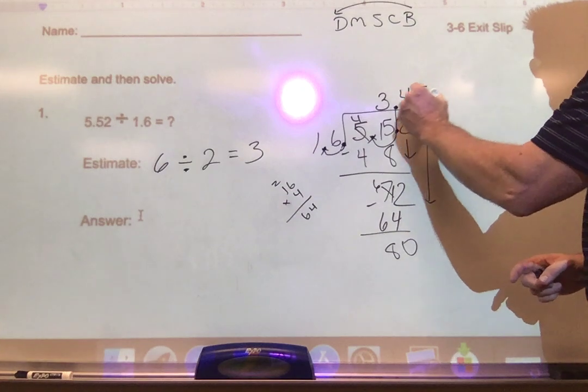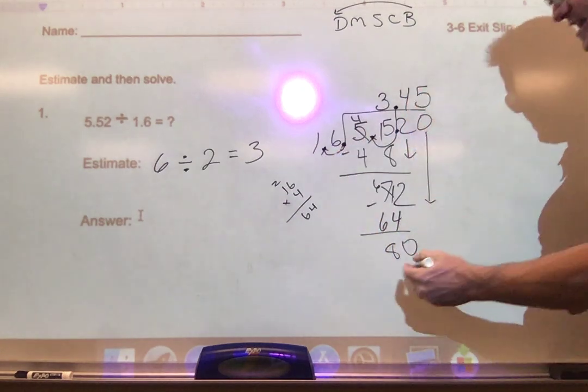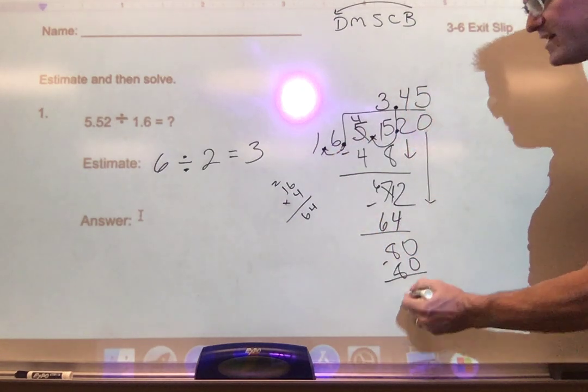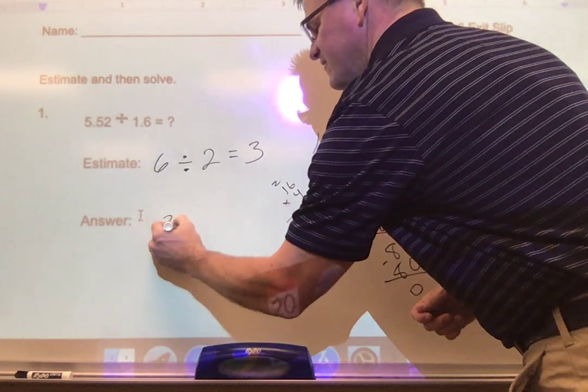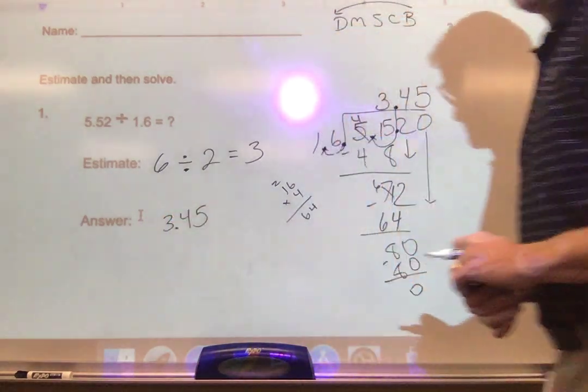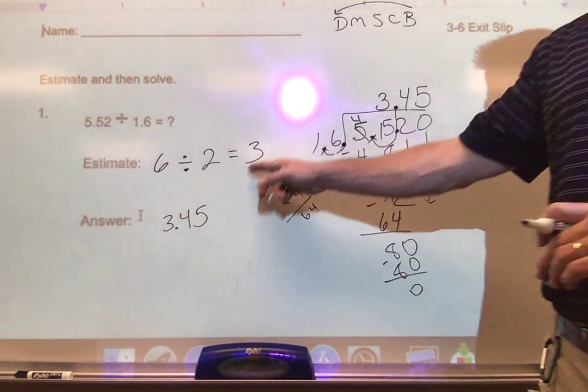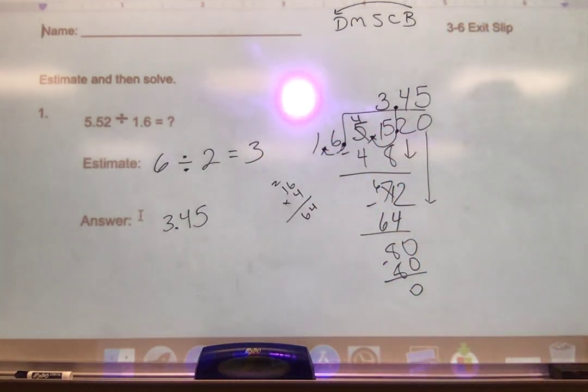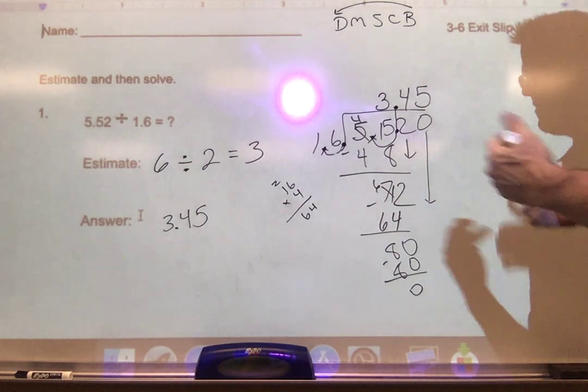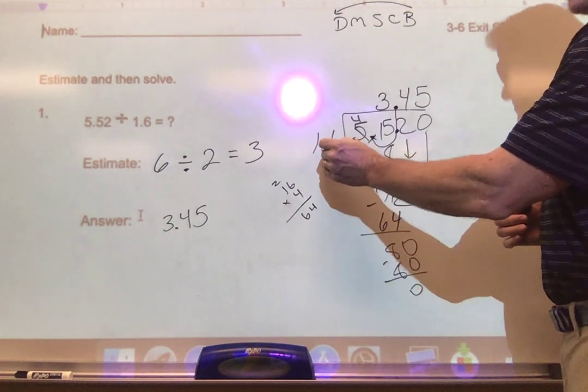I know that's 5, because 16 times 5 is 80. Okay, so I get an answer of 3.45, or 3 and 45 hundredths. And I know that that's close to 3, so as long as I did my math correct over here, my answer makes sense. And so again, the big takeaway here is, well, you got to make this a whole number.